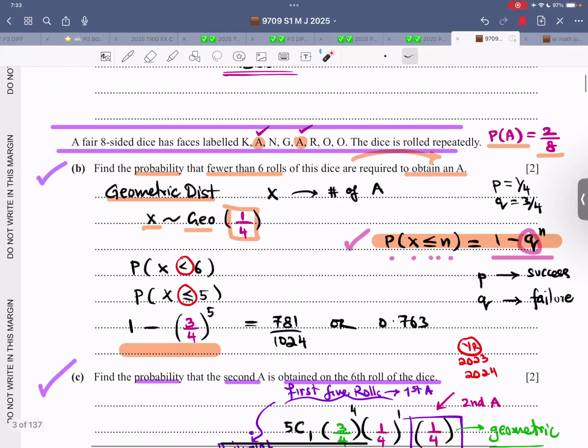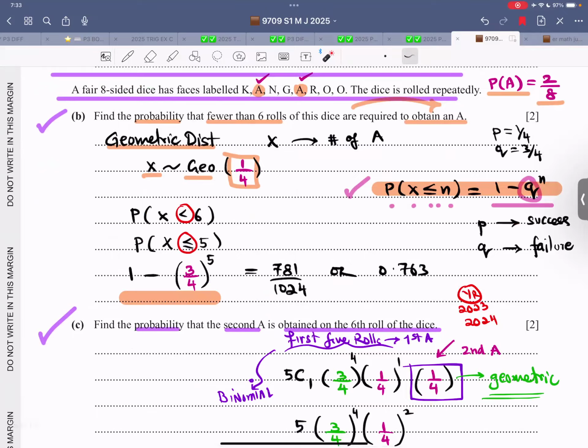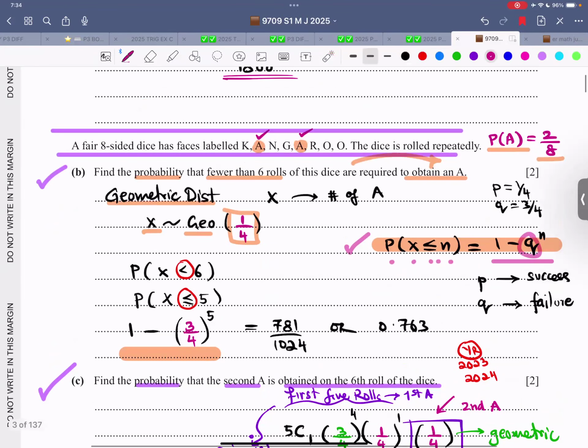Now, all of a sudden, the mood changes, and it's no more about permutation or combination. It is about probability, about probability distribution. Now, which kind of probability distribution is this? It says a fair 8-sided dice has faces labelled KANGAROO. The dice is rolled repeatedly. There are no fixed number of trials. So if there are no fixed number of trials, this is definitely not binomial.